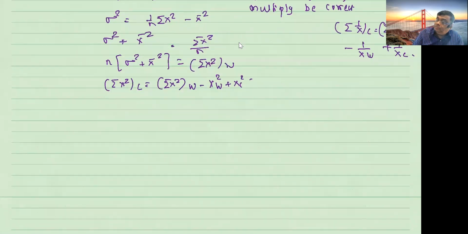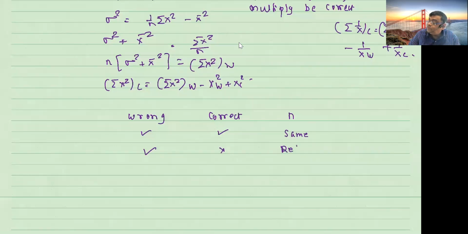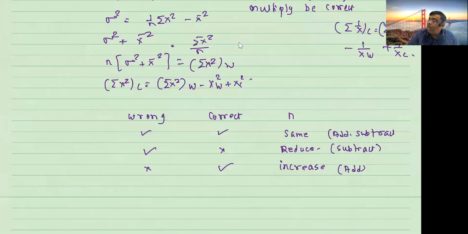Now remember, wrong observation, correct observation, and effect on n. This is given, n remains same. This is given, this is not given, n will reduce. This is not given, this is given, n will increase. Why would it increase? Because you add something. Here you subtract something. And here you add and subtract. Both.